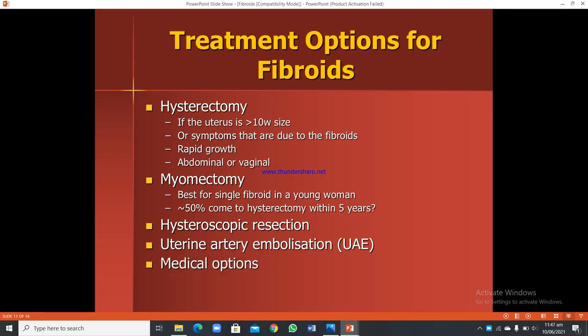Medical options are there, but again, these are not permanent medical options. That is gonadotrophin releasing hormone analogs. These injections are very costly, and usually we give one injection per month for consecutive 3 months, and it has its own side effects, and we have to give add-back therapy of the calcium and other tonics also. Mirena, levonorgestrel intrauterine system, is also successful, but provided the fibroid size is very small.